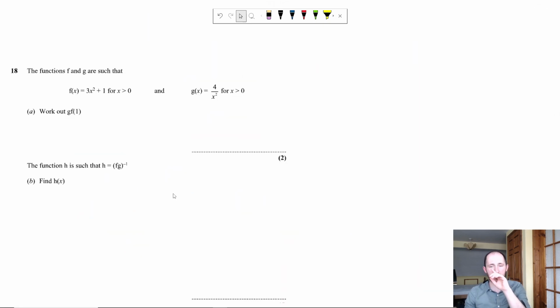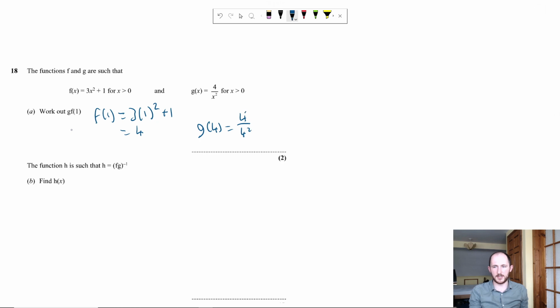For this question, we have some functions. We have f of x is 3x squared plus 1, and g of x is 4 over x squared, and we want to work out gf of 1. So what does this mean? Well, it means we're going to work out f of 1, and then take that answer and sub it into g. So 1 squared is 1, times 3 is 3, plus 1 equals 4. So now g of 4 is just equal to 4 over 4 squared. So we can cancel out a 4 on that, which gives me 1 over 4. The other way you could do it is 4 over 16, which cancels down to a quarter.